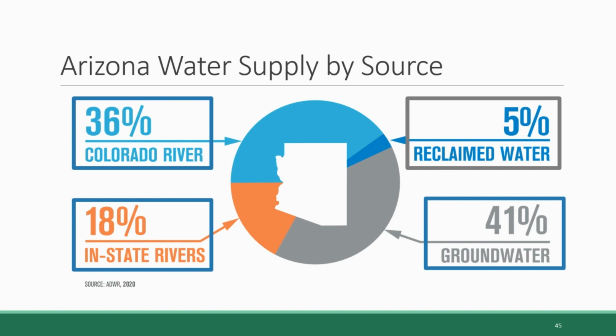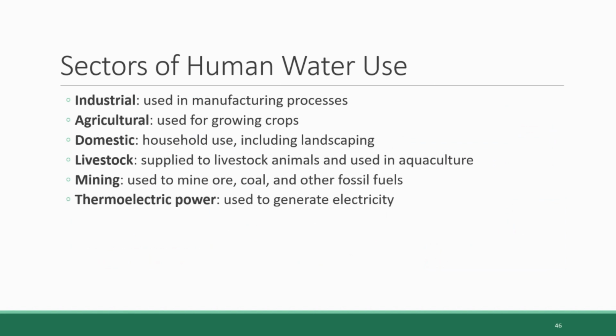So as you can see, in Arizona, the overwhelming majority of water is blue water, the most strained and stressed category of usable water. Now that we understand the different categories of usable water, let's look at the different sectors that use water. There are 6 main sectors, the first of which is the industrial sector.